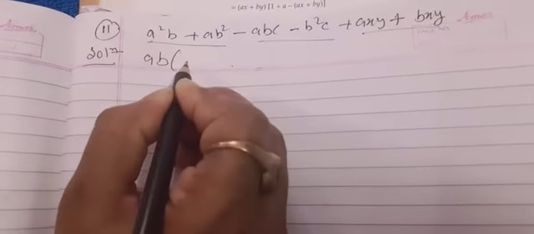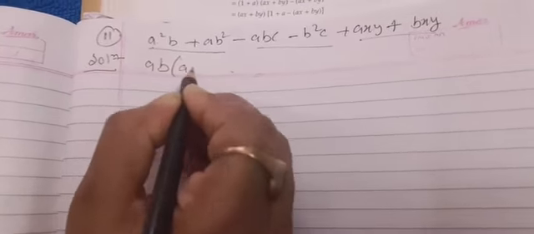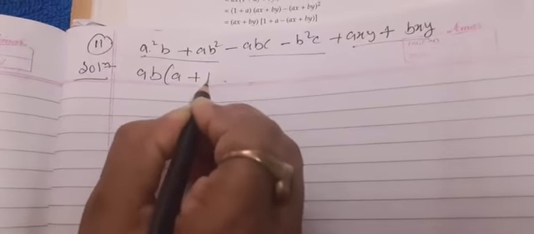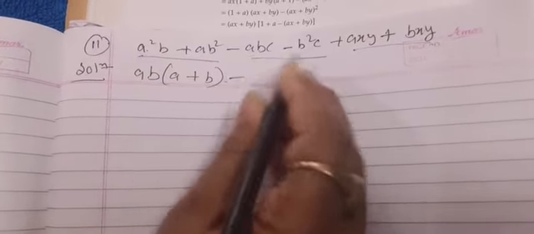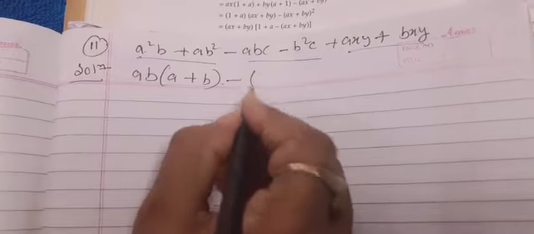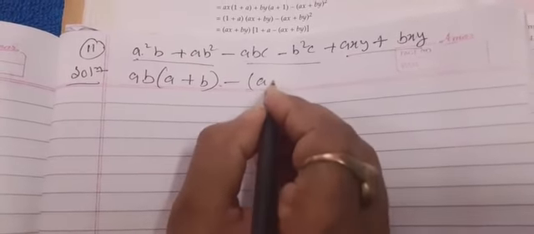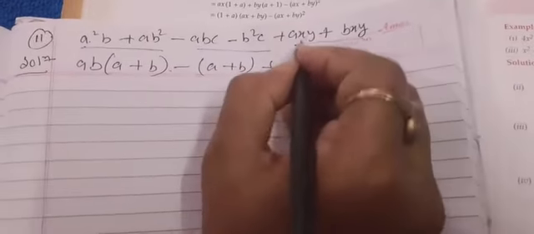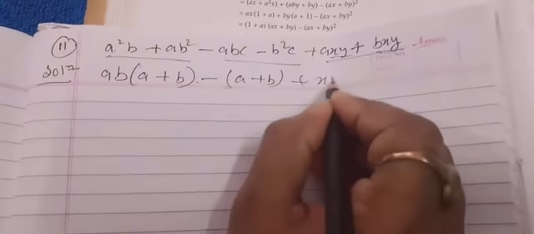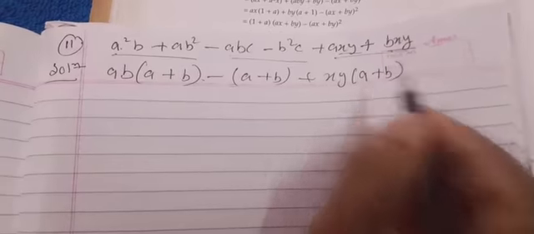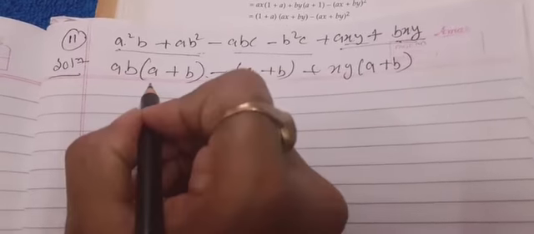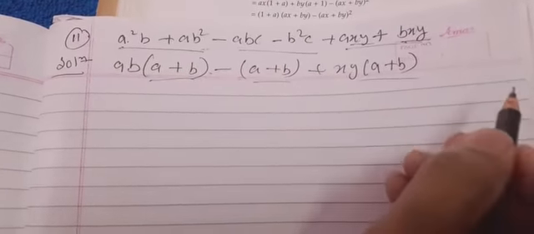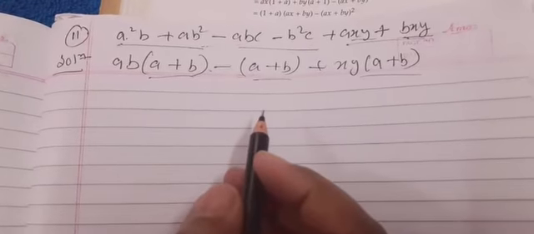So if AB is common, what is the remaining thing here? A, and here is B. So inside the bracket A plus B. If I take minus BC common from here, then what is the remaining thing? Here is A and here is B with plus sign, because minus is common here. And here if I take XY common, A plus B. It means our selection was correct. If we see that the bracket terms are the same, it means we have tried the correct method.